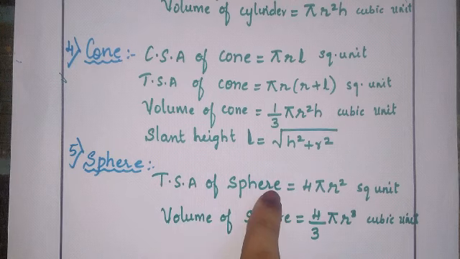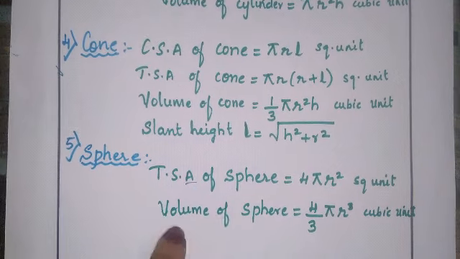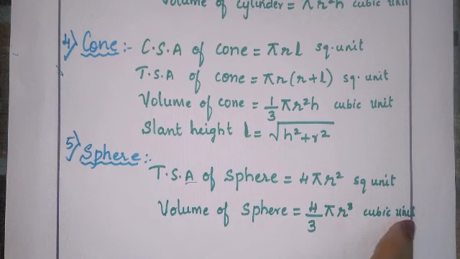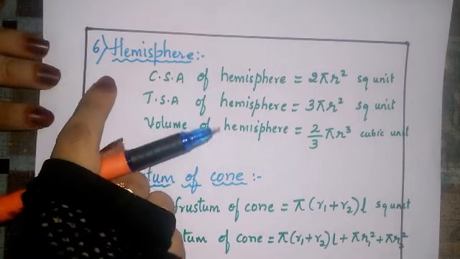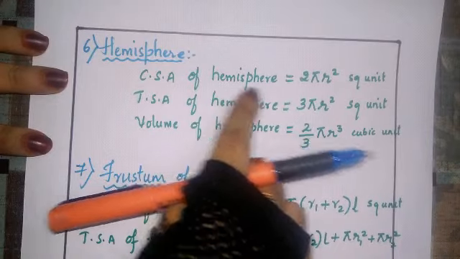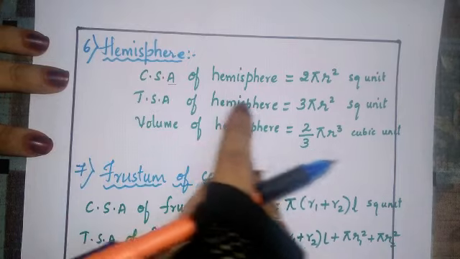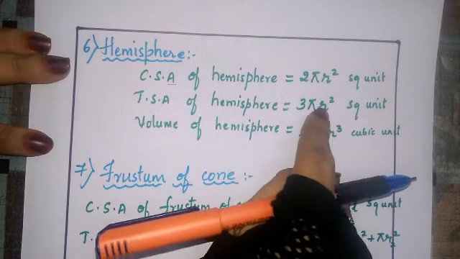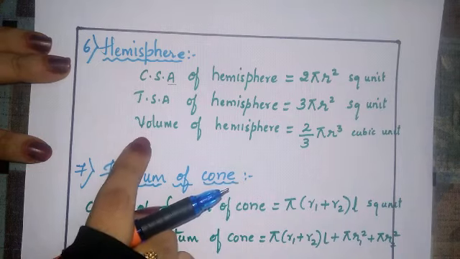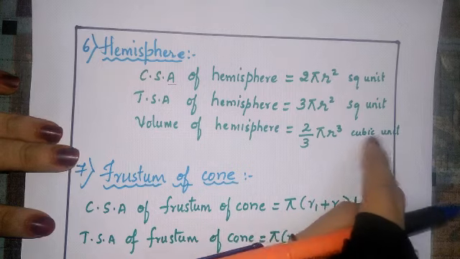The next is sphere. The total surface area of sphere is 4 pi r square, square unit. Why? Because it is area. And the volume of sphere is nothing but 4 by 3 pi r cube, cubic unit. Next is hemisphere. Curved surface area of hemisphere is 2 pi r square, square unit, because it is area. Total surface area of hemisphere is 3 pi r square, square unit, and volume of hemisphere is nothing but 2 by 3 pi r cube, cubic unit.